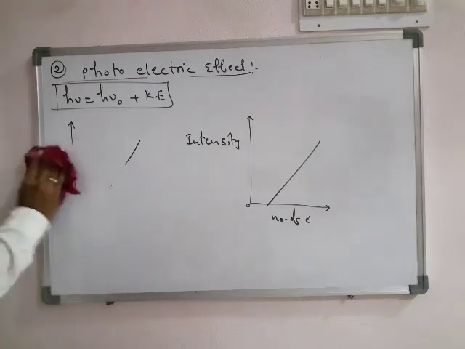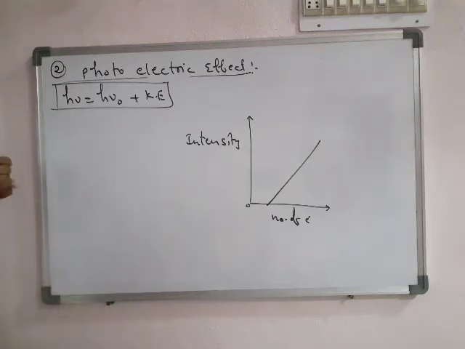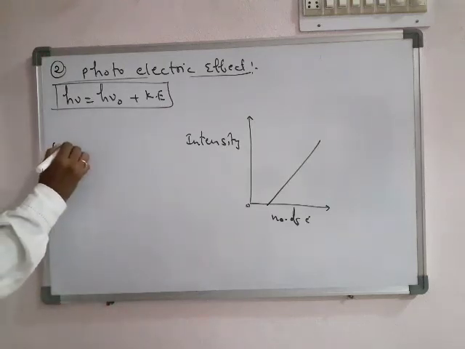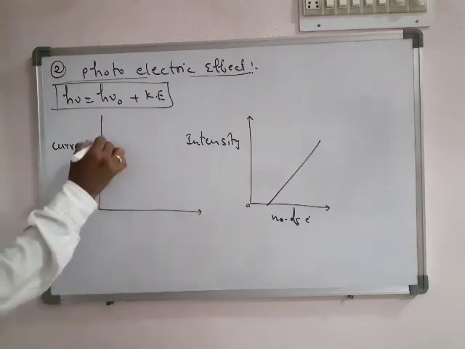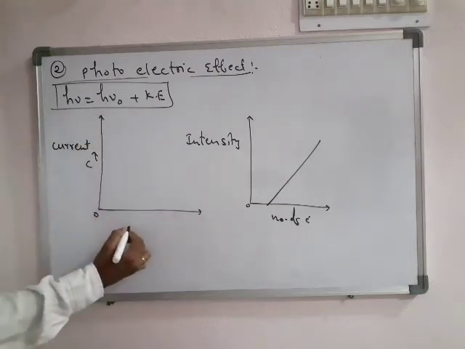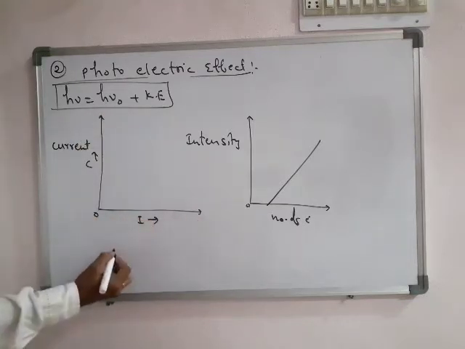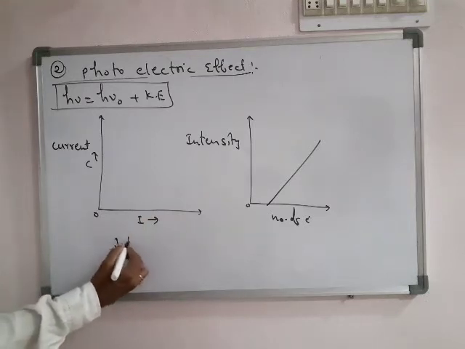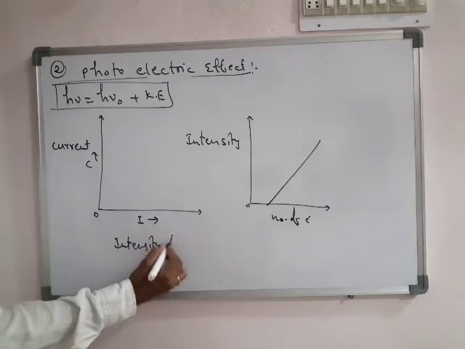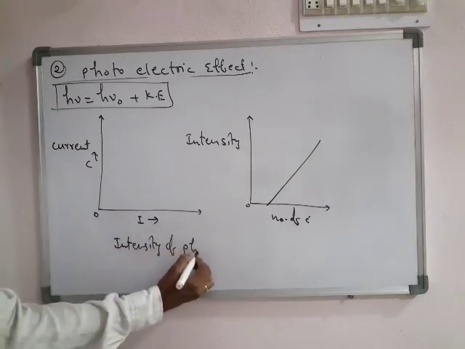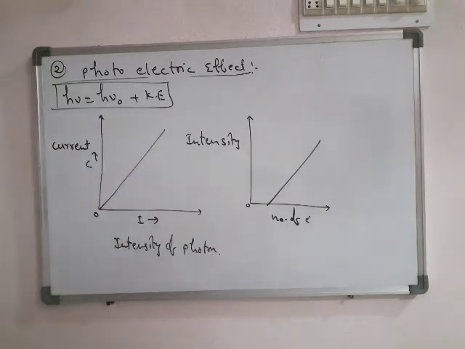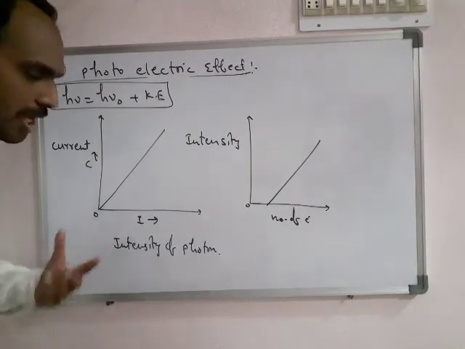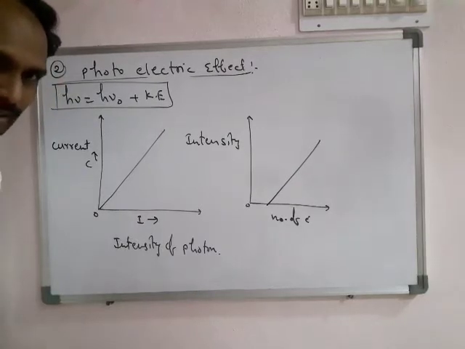Okay. So next we can write another graph about current I on the y axis and on the x axis, intensity of photon, and the graph will be like this. It means as the current increases, the intensity of the photon also increases. Okay.